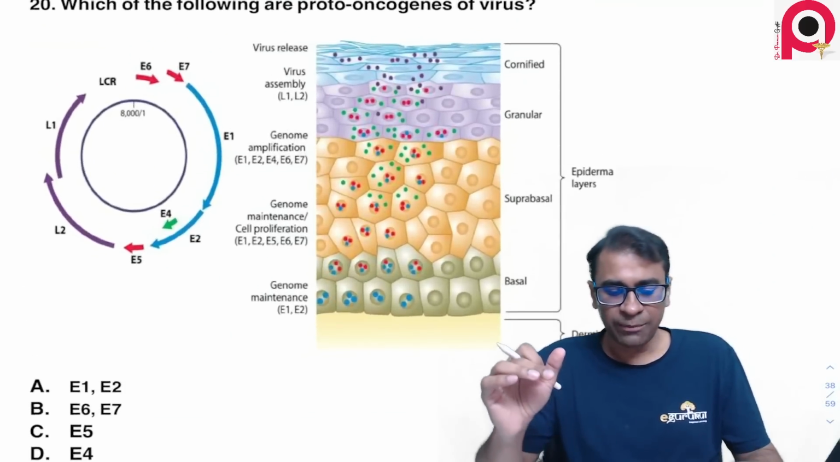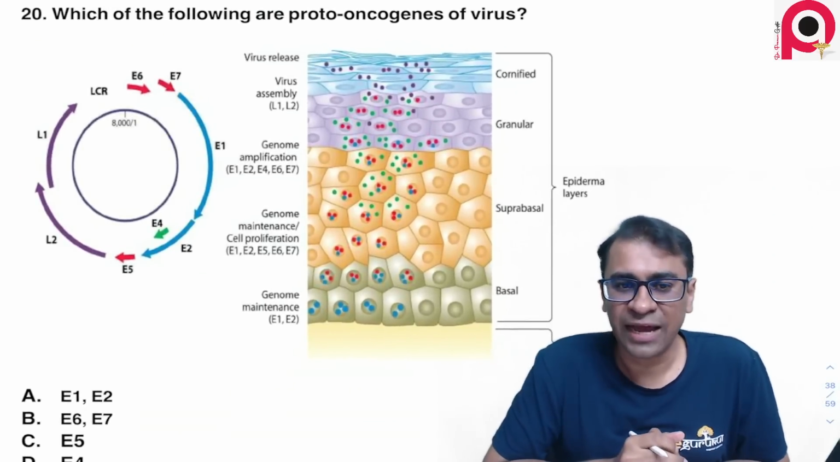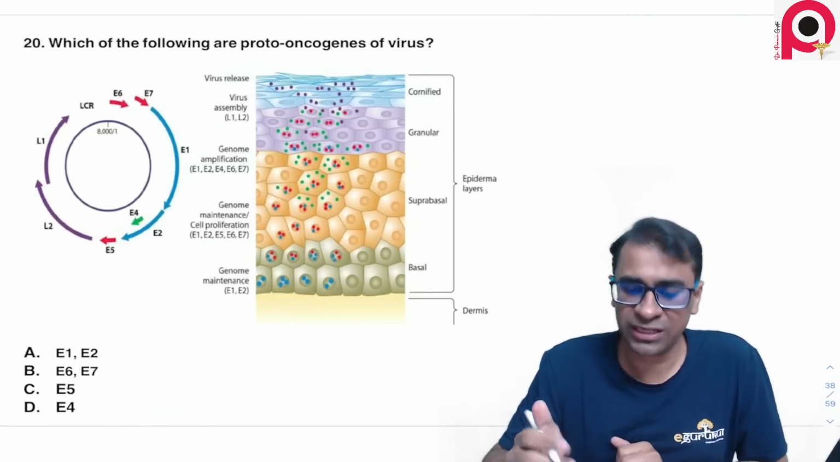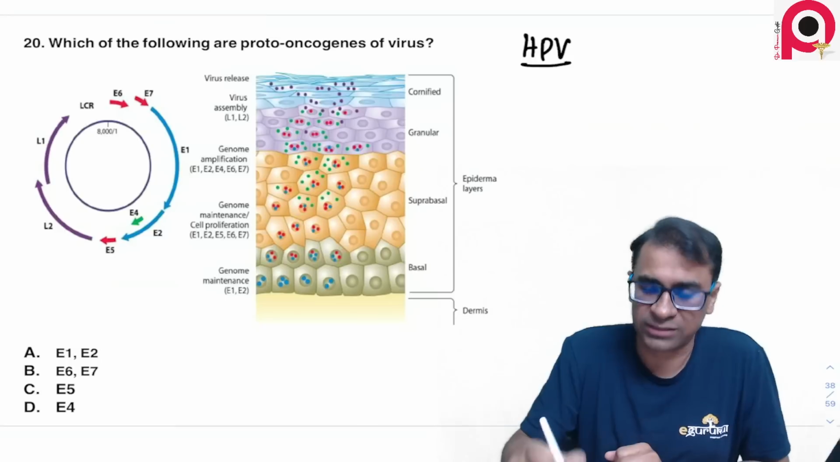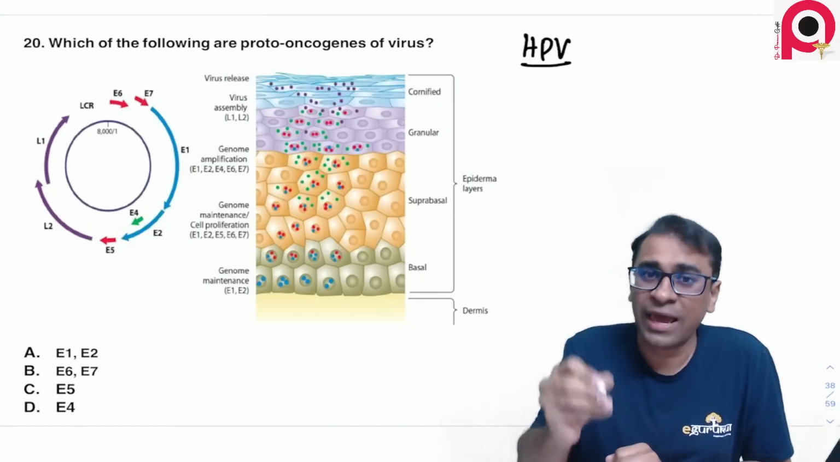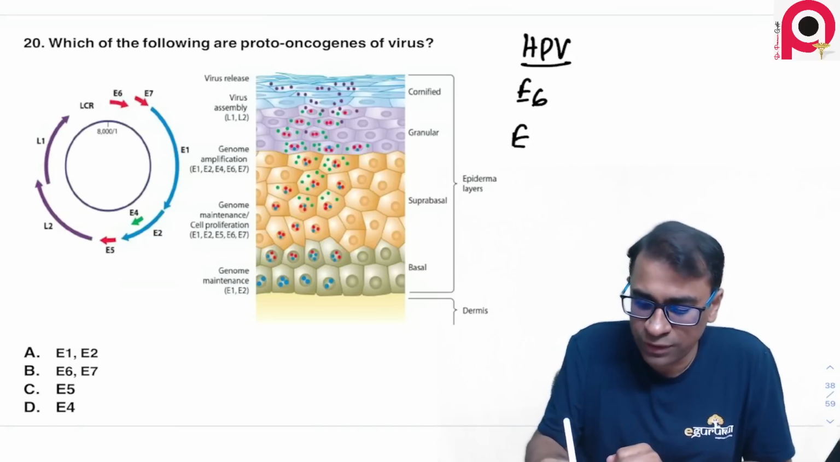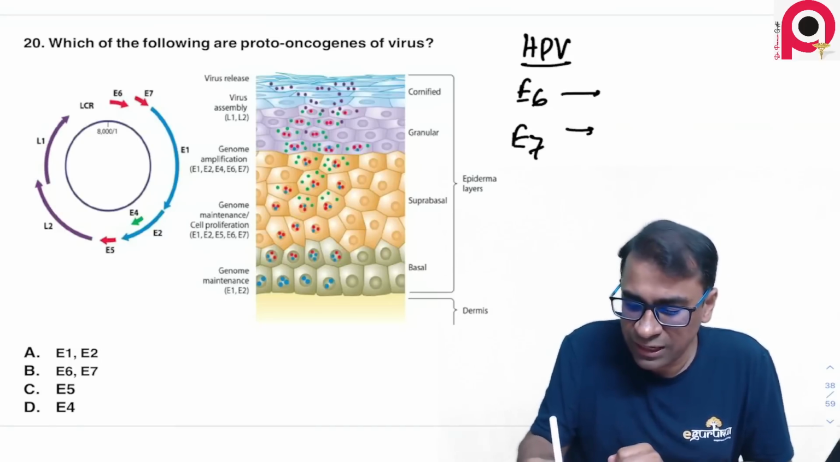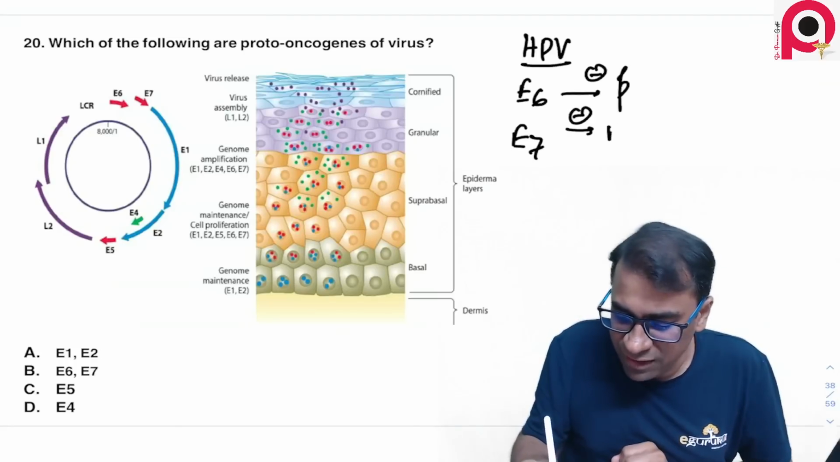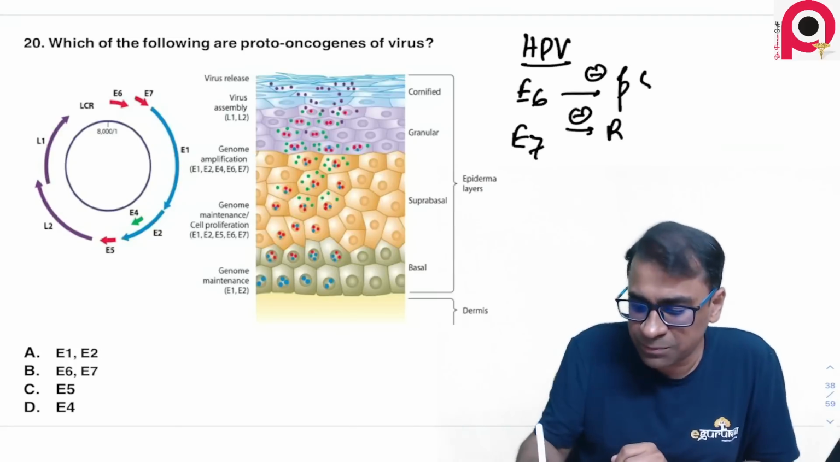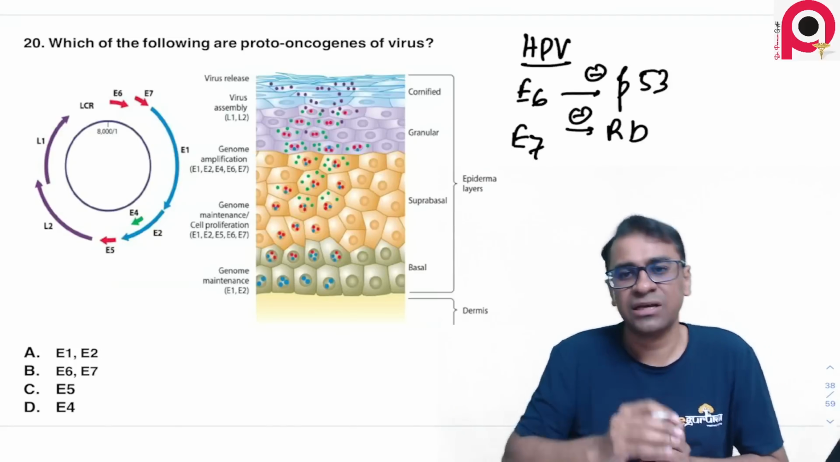The following are the proto-oncogenes of a virus, and I think you all might have understood this. It's talking about the human papilloma virus. In my class, I always tell you, it's very easy to remember: E6 and E7. Remember, 6 inhibits P53 and 7 inhibits the RB gene.